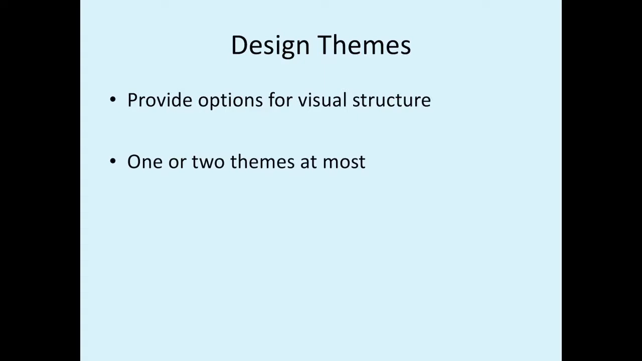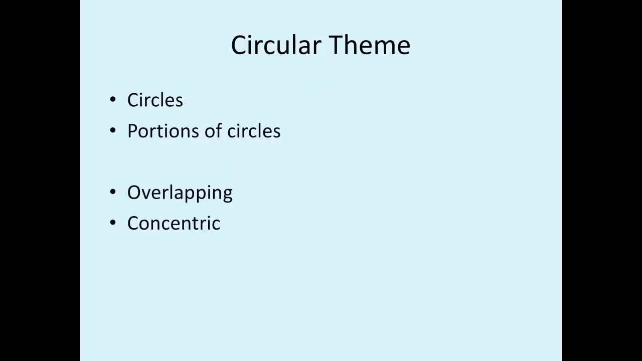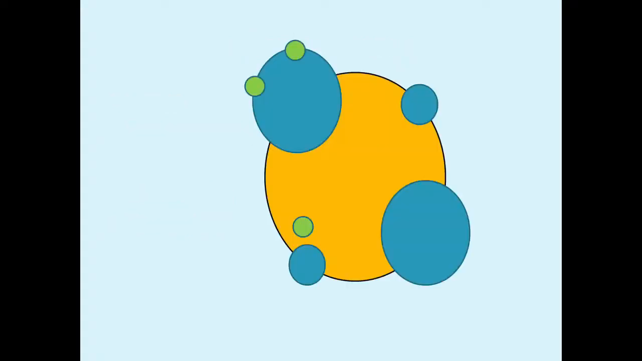You don't want to do any more than 2 themes. And even if you do more than one, so if you do the 2, make sure one of them stands out. All right, so we've done the circular thing. Keep in mind that they can be overlapping, they can be concentric, you can do parts of circles, basically arcs, and that still falls into that theme.